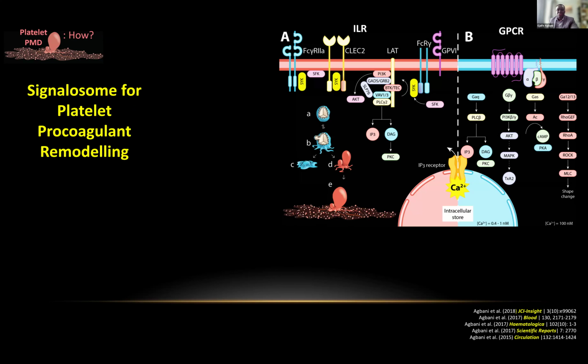In terms of the signaling pathway for the formation of procoagulant platelets, in our hands, this has been predominantly driven by GPVI. So this pathway here is where we see a lot of action going on. IP3 and release of calcium from the store. But we can also have ballooning, a procoagulant remodeling, when we target the G protein coupled receptors.